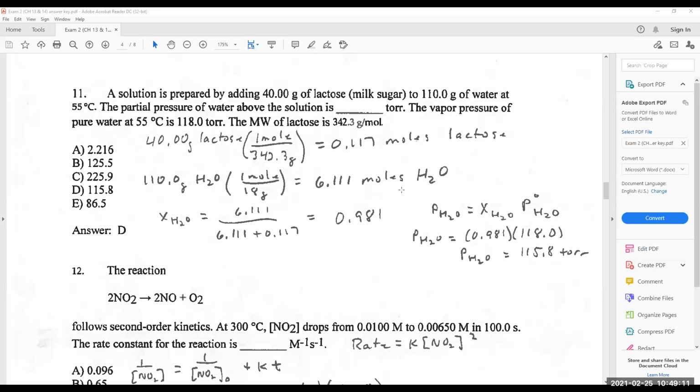And so we can have 6.11, which is the moles of water, divided by 6.11 plus 0.117, moles of water plus moles of lactose. Then we get a mole fraction of 0.98. We go back and plug that into our formula, and it's 0.98 times 118 gives us that pressure of the water, partial pressure of the water is 115.84.